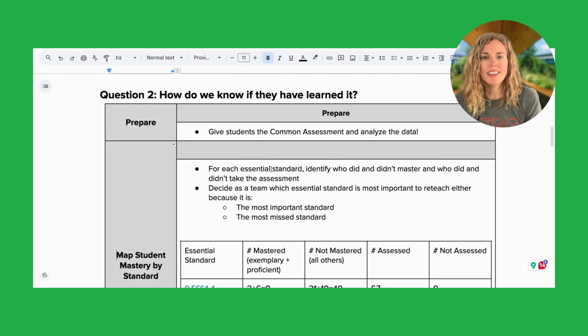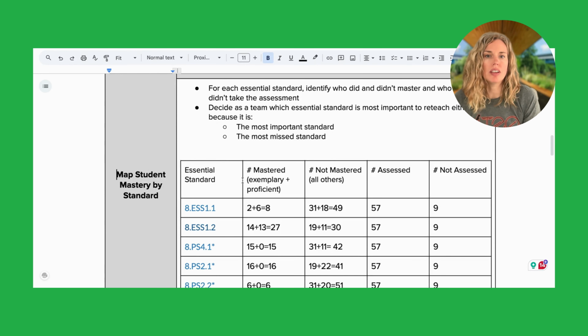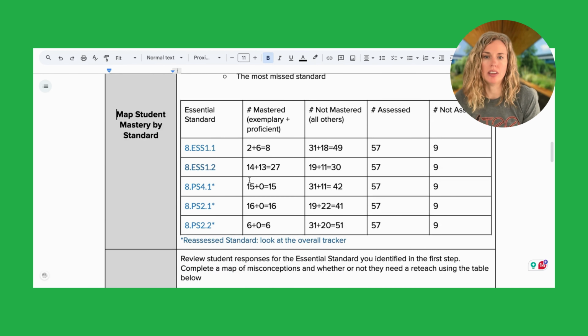All right, so when we ended last time, we were looking at question 2, how do we know if they have learned it? And we were mapping the student level of proficiency by standard. So when we look at our standards here and we filled in our table, if you need a refresher on how to do that, please go to part 2.